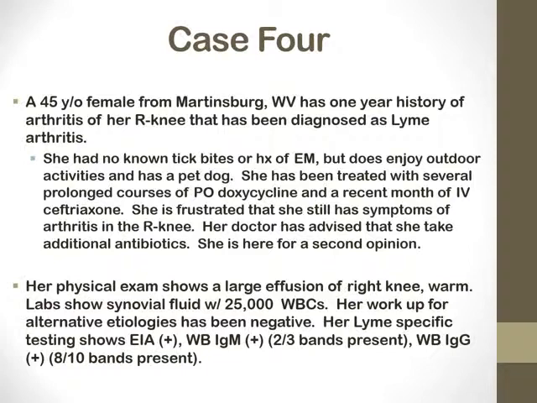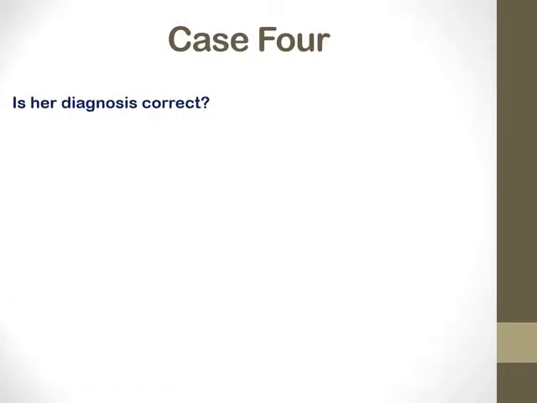Her Lyme-specific testing demonstrated that her screening test, the EIA, was positive. Her Western blot IgM was positive, and her IgG was very positive at 8 out of 10 bands. So questions on this one. Is her diagnosis correct, given that she's not getting better? See if we can open up this one to the polls here.